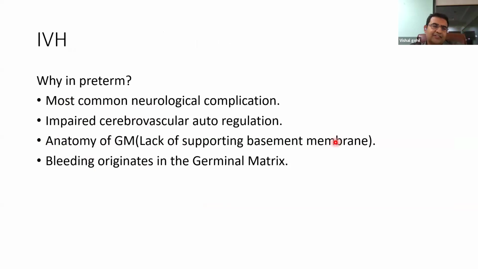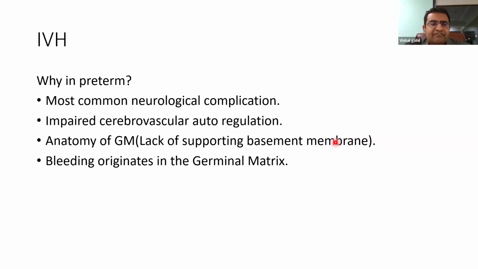Now, let's discuss IVH. I'm not going to discuss any pathology, but I need to stress that this is the most common neurological complication in the preterm baby. Why is it so? It is because of the germinal matrix. The germinal matrix is actually fetal tissue, not like in a full-term baby. It is a precursor of many neurological cells, and it is important for the neurodevelopmental outcome.